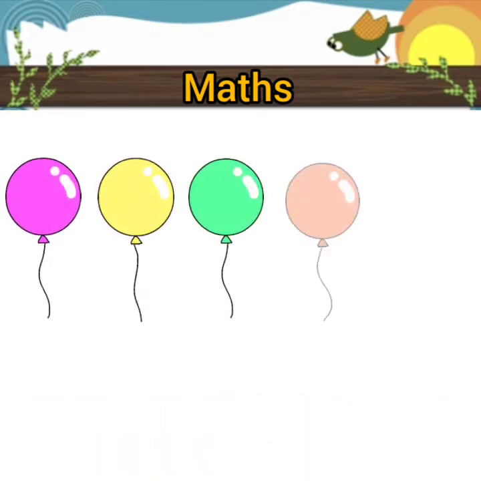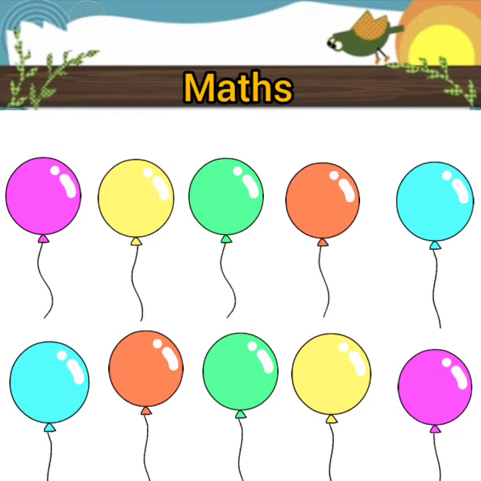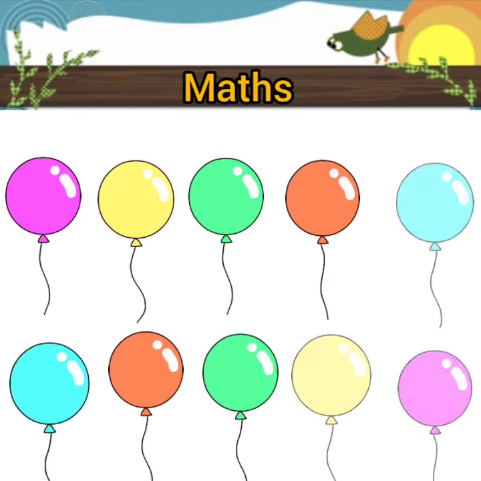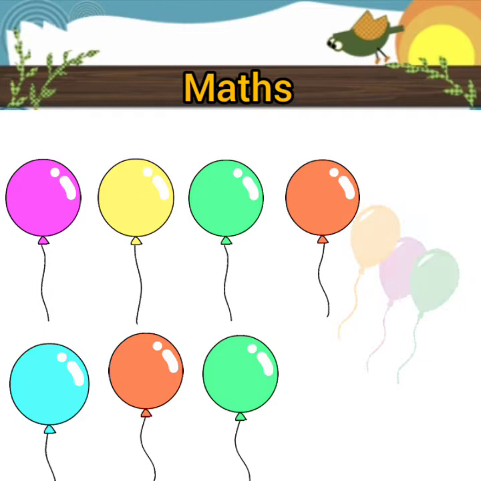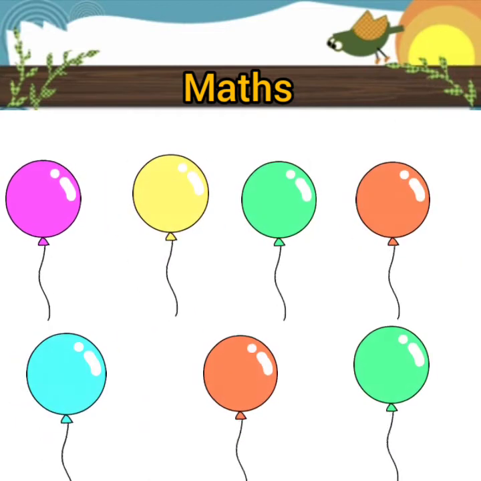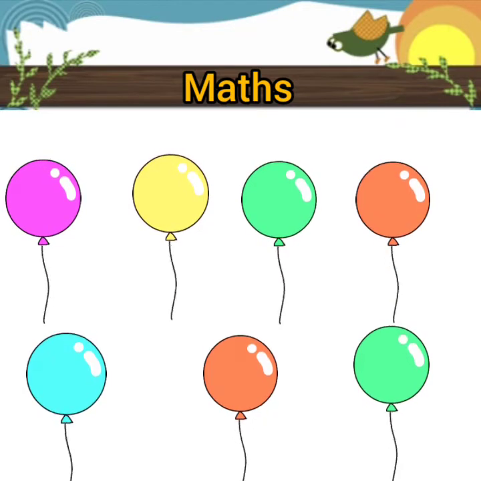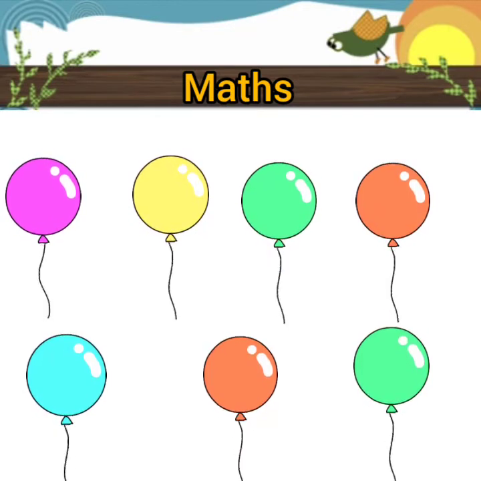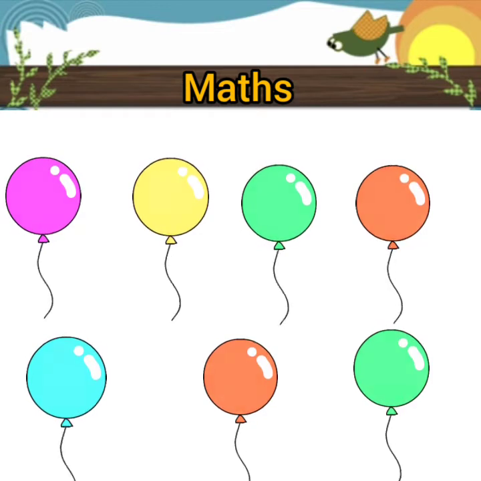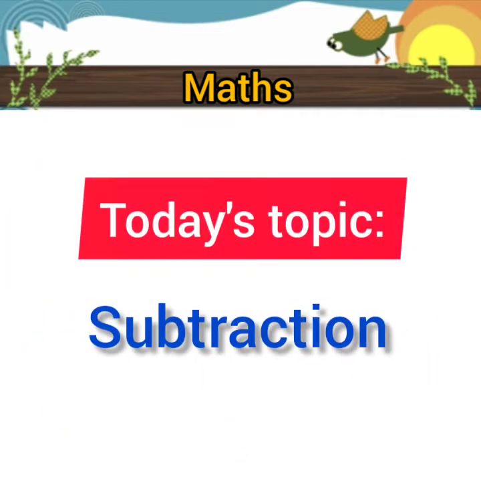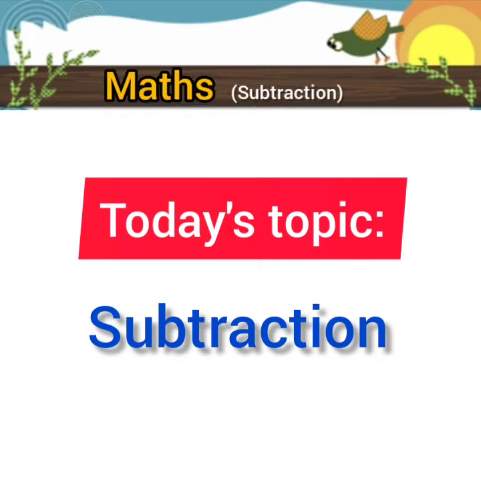There are 10 balloons, and out of those 10 balloons, 3 balloons burst. Now, how many balloons are there? Can anyone say? Yes, you are right. 7 balloons are left. So, children, our topic today is subtraction. I know that you are all familiar with subtraction as you have already done it in standard 1.